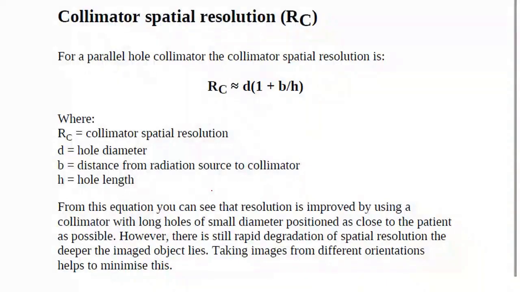The second type of resolution is the collimator resolution we talked about. The collimator resolution depends on the hole diameter and the distance from the radiation source to the collimator.